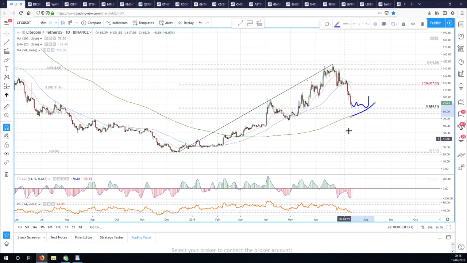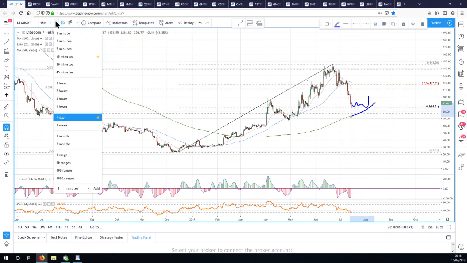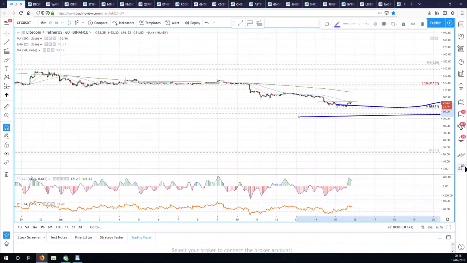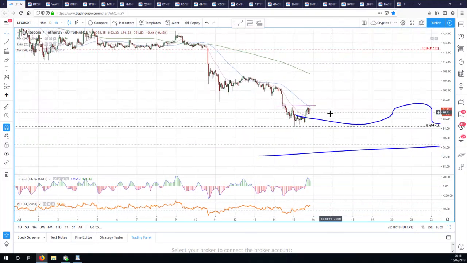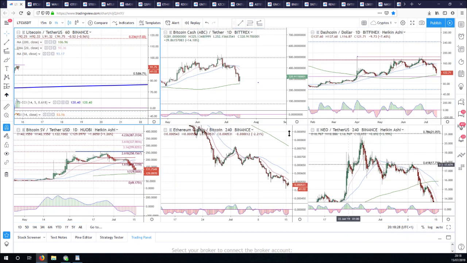Just because you've reached a good level doesn't mean it's a great screaming buy. Sometimes you need to look on a lower time frame at how it's panning out and flip the moving averages on the low time frame bullish, or make a double bottom, inverted head and shoulders, any of those kind of bullish patterns. That's what I would like to see at this level before I jump into Litecoin.